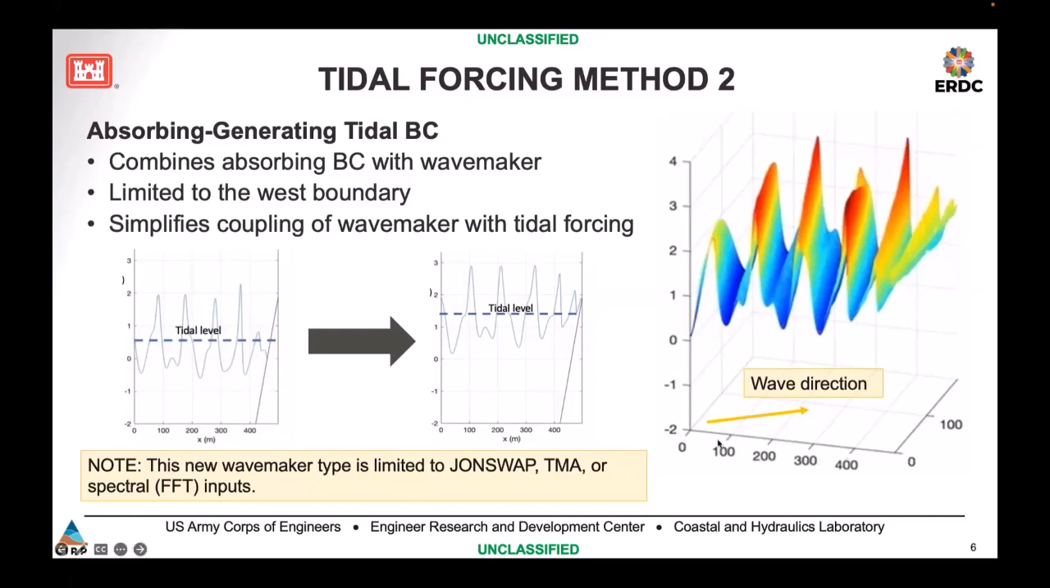So similar here, you have a 2D plot of the wave direction, I think it's about 30 degrees. And this left figure shows an increase in tidal level from some earlier point to some later point. I'll note that this method is also a new type of wave maker, and it's currently limited to JONSWAP or TMA spectra or some spectral data input or FFT input.